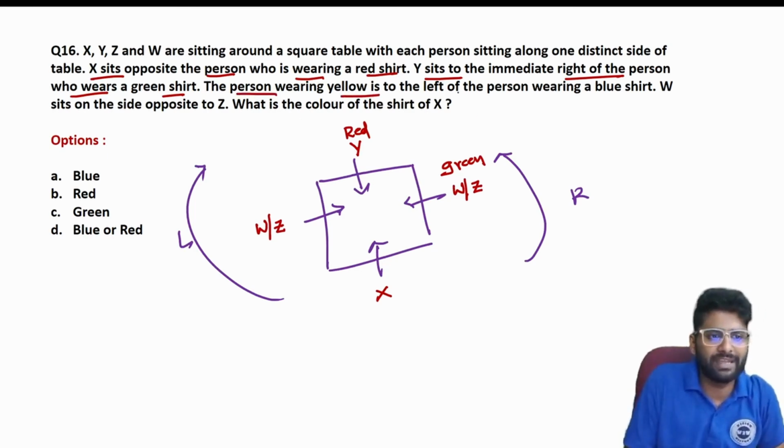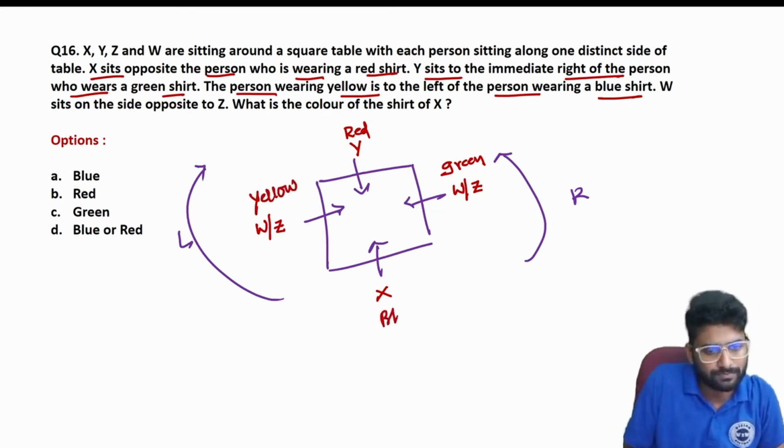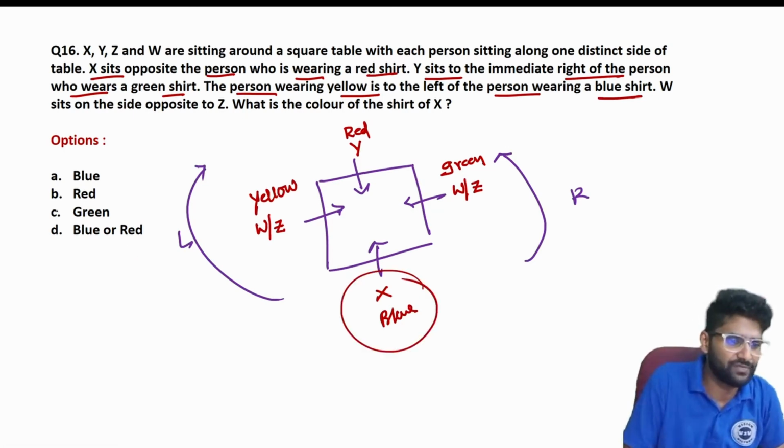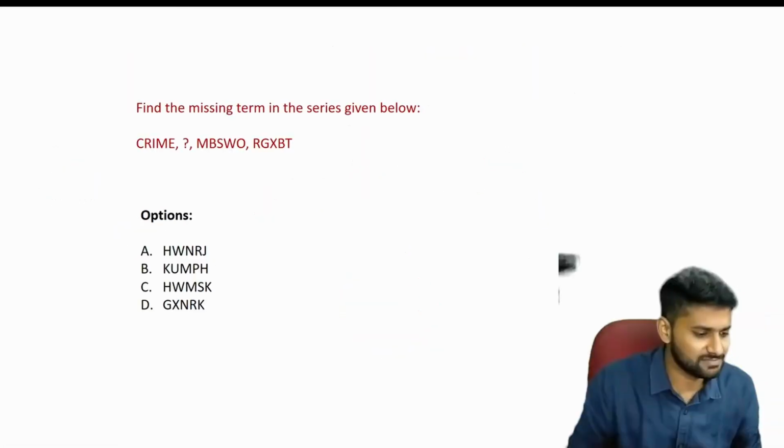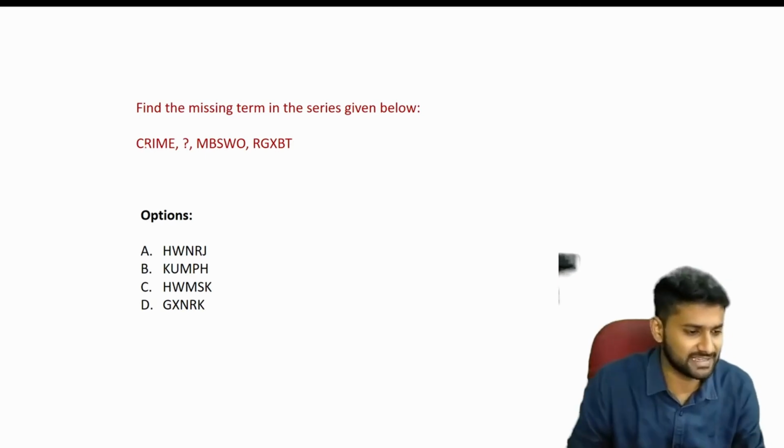The person wearing yellow is left of blue. Yellow is left of blue, so you can conclude here yellow, here blue. Now the question here: what is the color of X? So we can identify the answer: X wears blue color. Tell me what can be the next one after this.